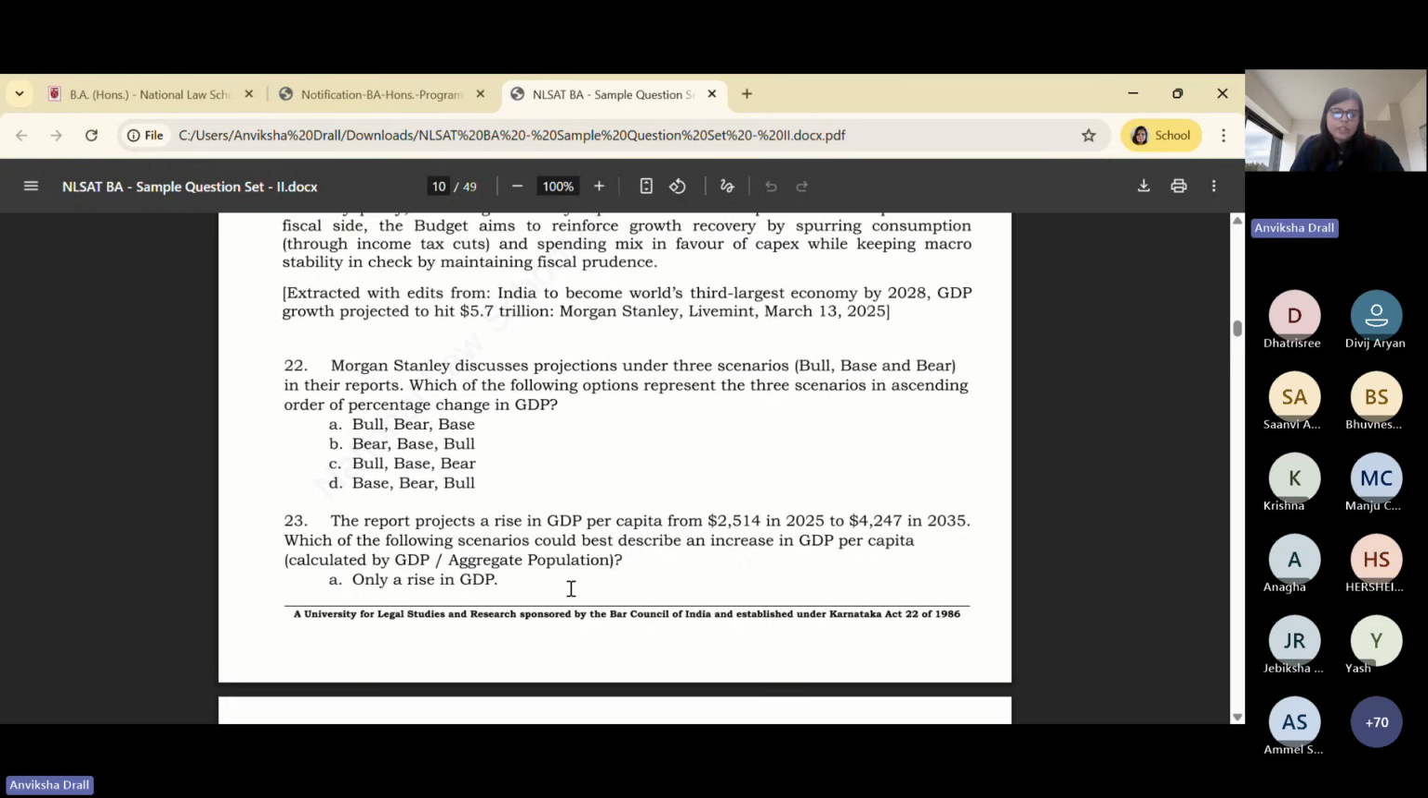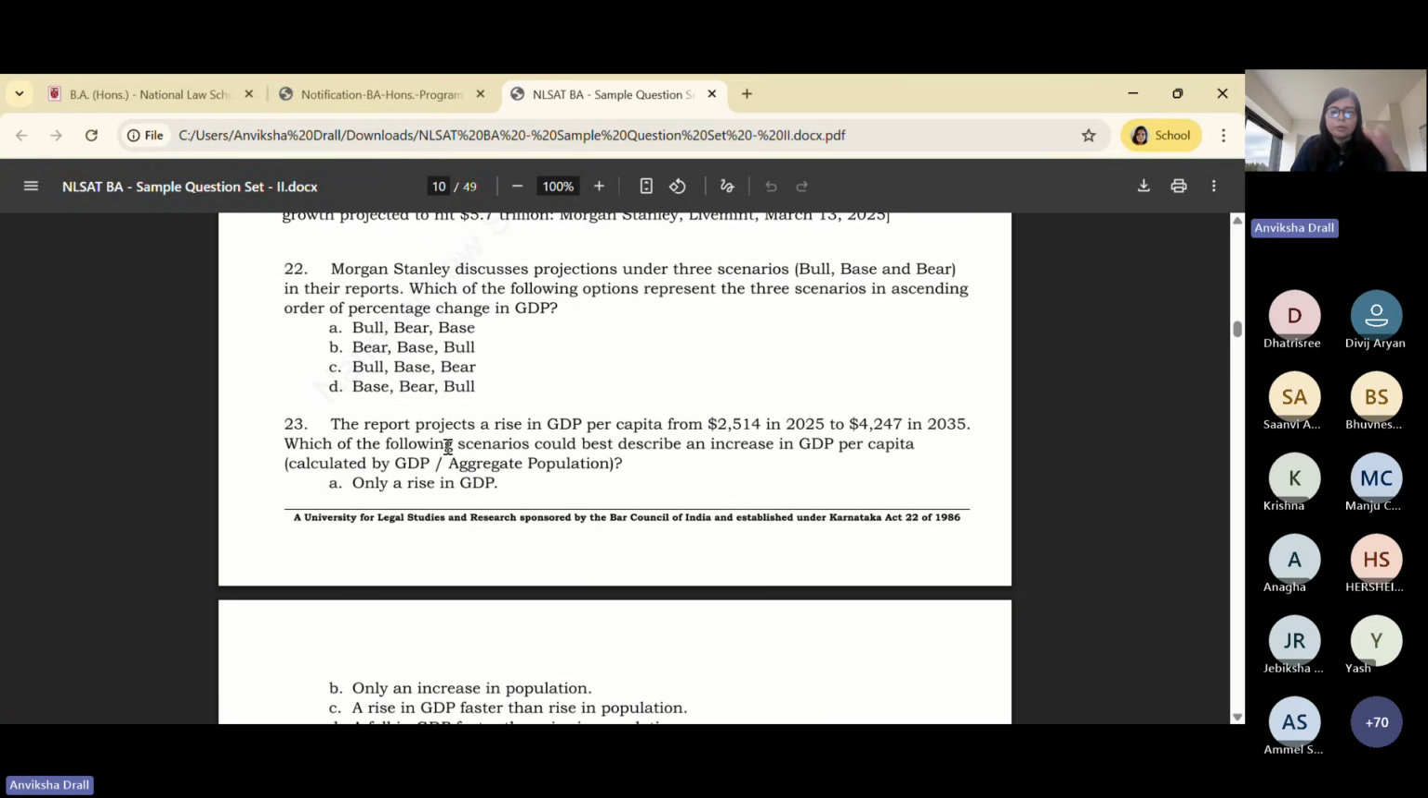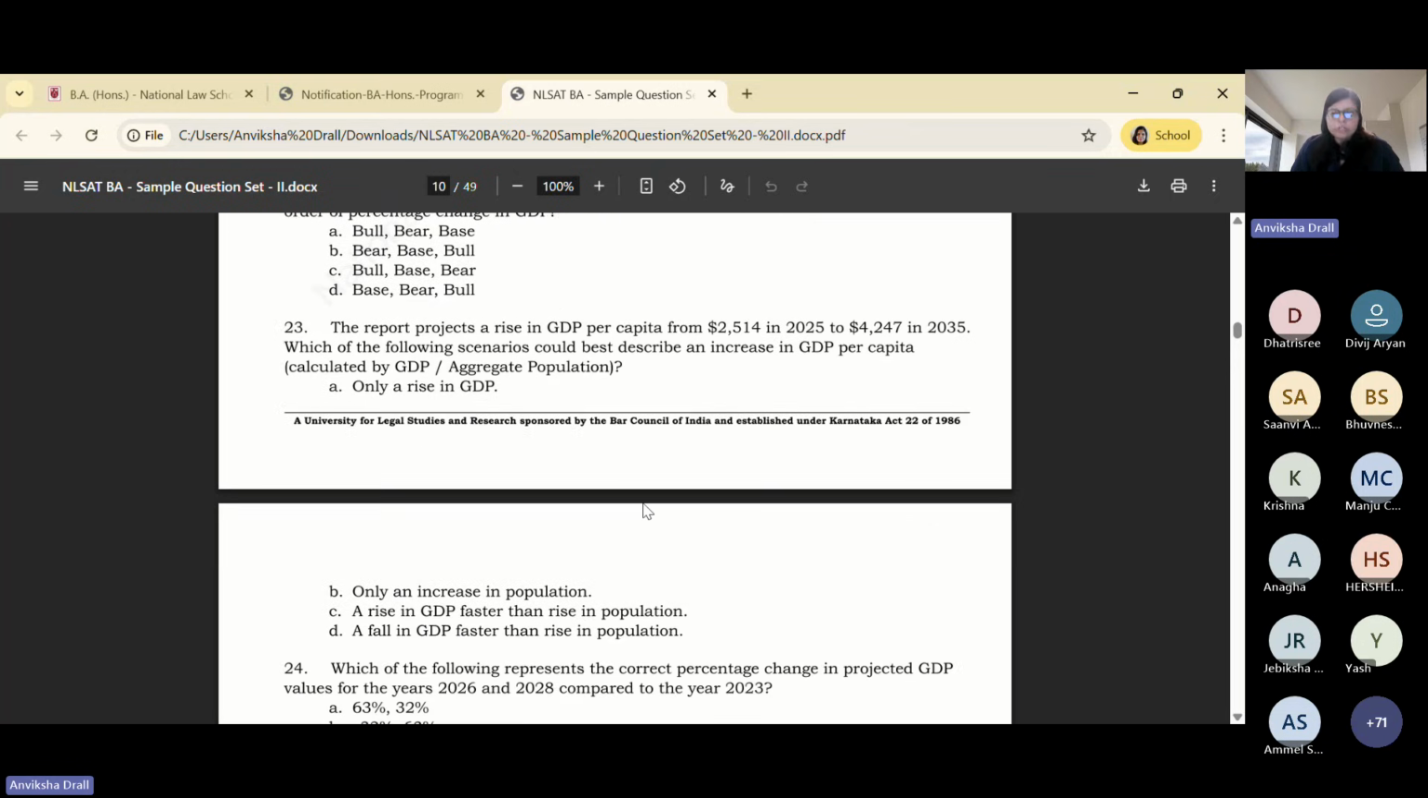So the next question is, the report projects a rise in GDP per capita from 2514 to 4247 in 2035. Which of the following scenarios could best describe an increase in GDP per capita? So even though it might happen that somebody is not aware of the concept of GDP per capita, that is totally fine. But because in the brackets it's mentioned that the GDP per capita is calculated by GDP upon aggregate population, the question is, which of the following scenarios could best describe an increase in GDP per capita?